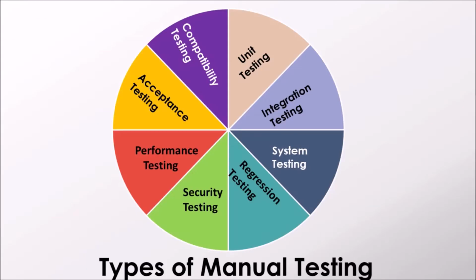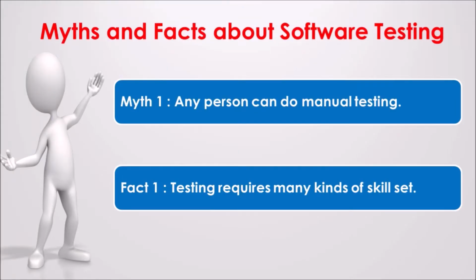Types of manual testing: unit testing, integration testing, system testing, regression testing, security testing, performance testing, user acceptance testing, and compatibility testing. Myths and facts about software testing. Myth 1: anyone can do manual testing. Fact 1: testing requires many kinds of skill sets. It requires creativity, functional knowledge, and understanding from a client perspective, and then executing the negative and positive test cases. So, any person cannot do manual testing.